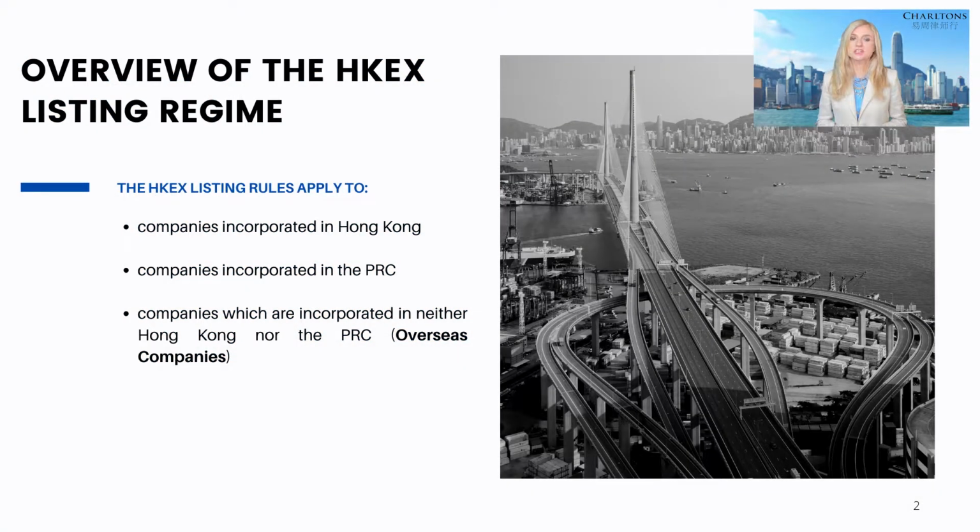The Hong Kong Exchange's listing rules apply to three categories of listed companies: companies incorporated in Hong Kong, companies incorporated in the PRC, and companies incorporated in neither Hong Kong nor the PRC, which are defined as overseas companies in the consultation paper.